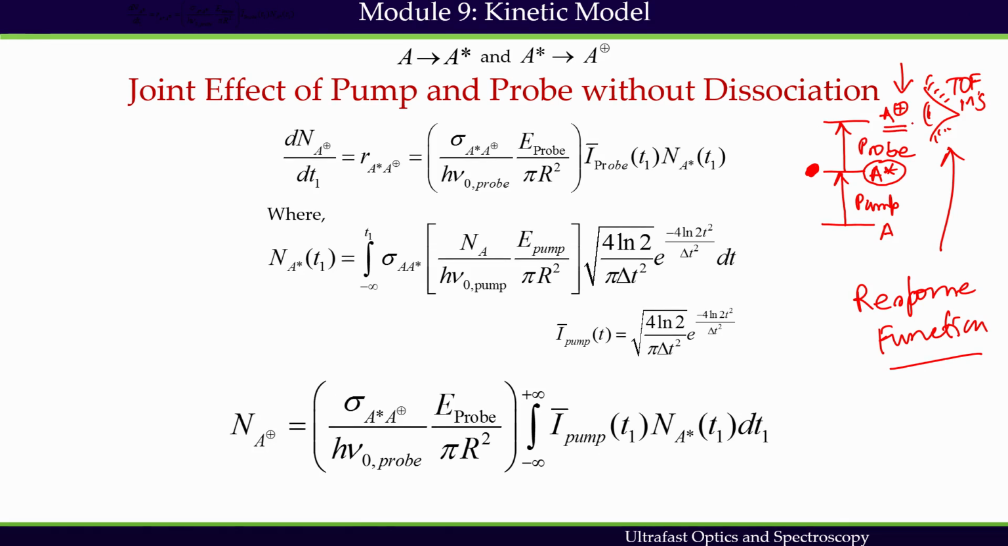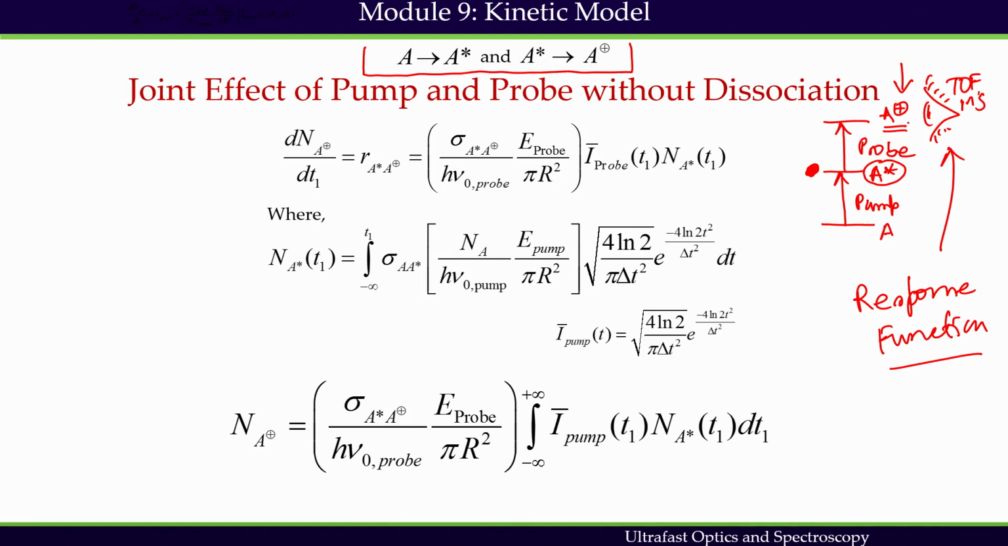However, in this situation, so far we haven't included the dissociation part. We are saying that let us assume molecules are excited to the excited state, and the moment it is excited, it will stay there, and then the probe pulse can come and ionize those excited molecules and produce A plus, and we are going to observe A plus.